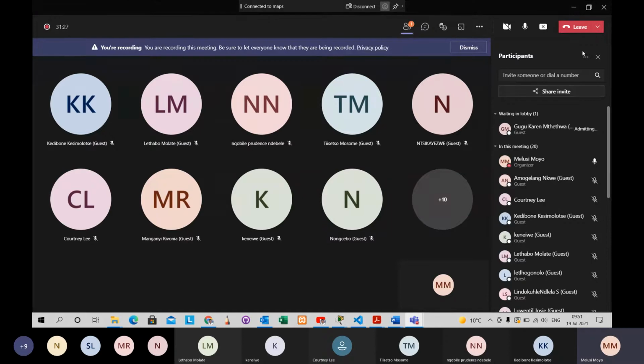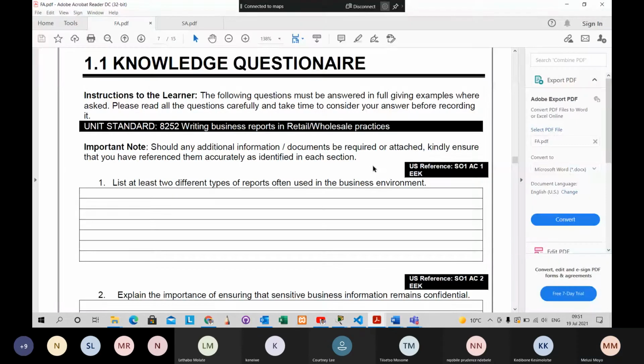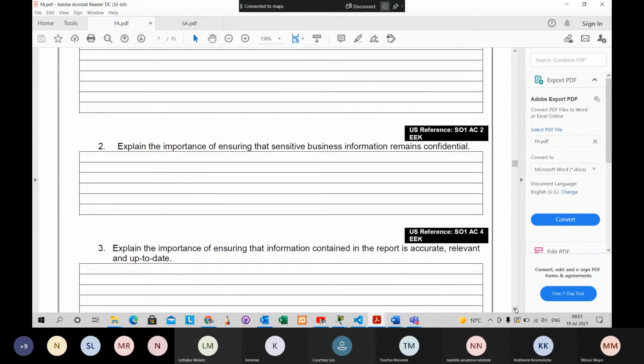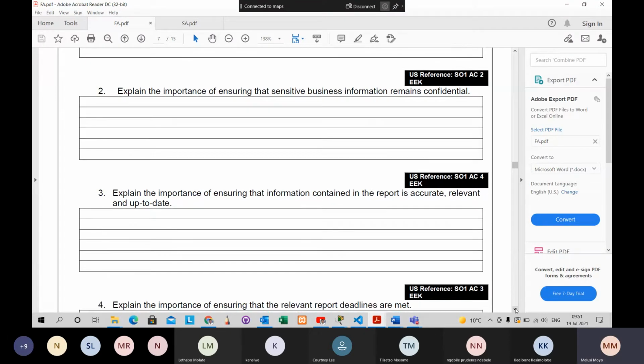Question number 2. Explain the importance of ensuring that sensitive business information remains confidential. Because most of the times you find that these reports that we create carry company sensitive information. So why is it important for us to make sure that information remains confidential?